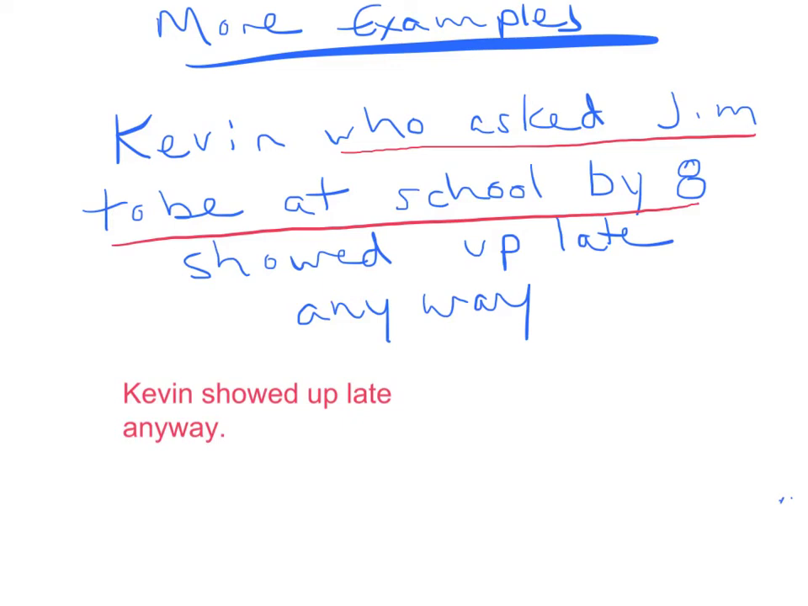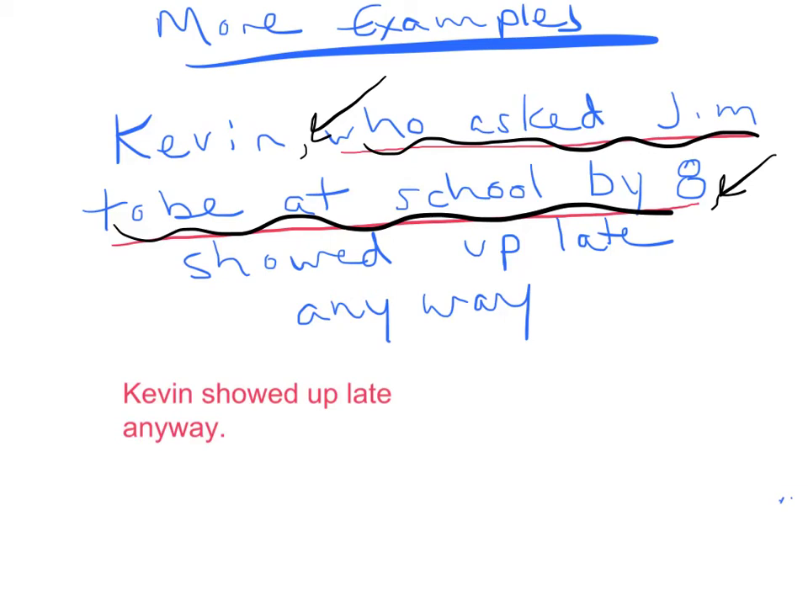And so we understand that all of those pieces make sense, and that sentence has all of the essential information, telling us that Kevin showed up late anyway is the essential part of the sentence, meaning "who asked Jim to be at school by 8" is non-essential. And what do we need to do then? Simply separate that portion of the sentence off with commas. Again, notice comma, comma, closing our non-essential information, all of this, off from the rest of the sentence.